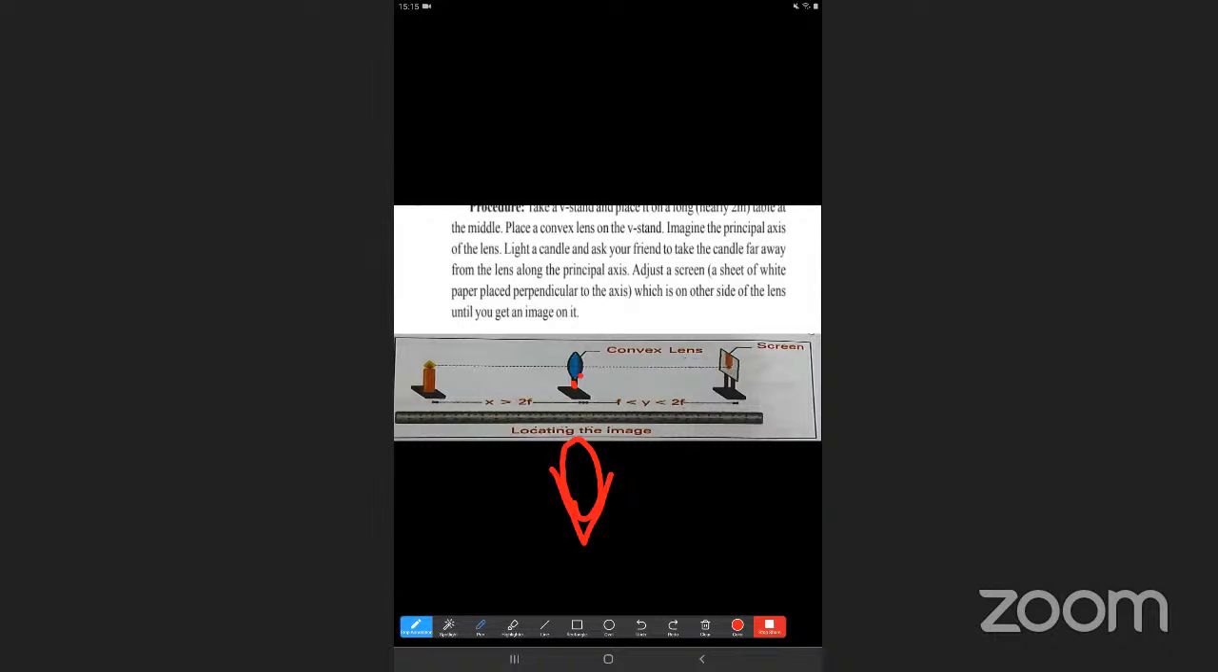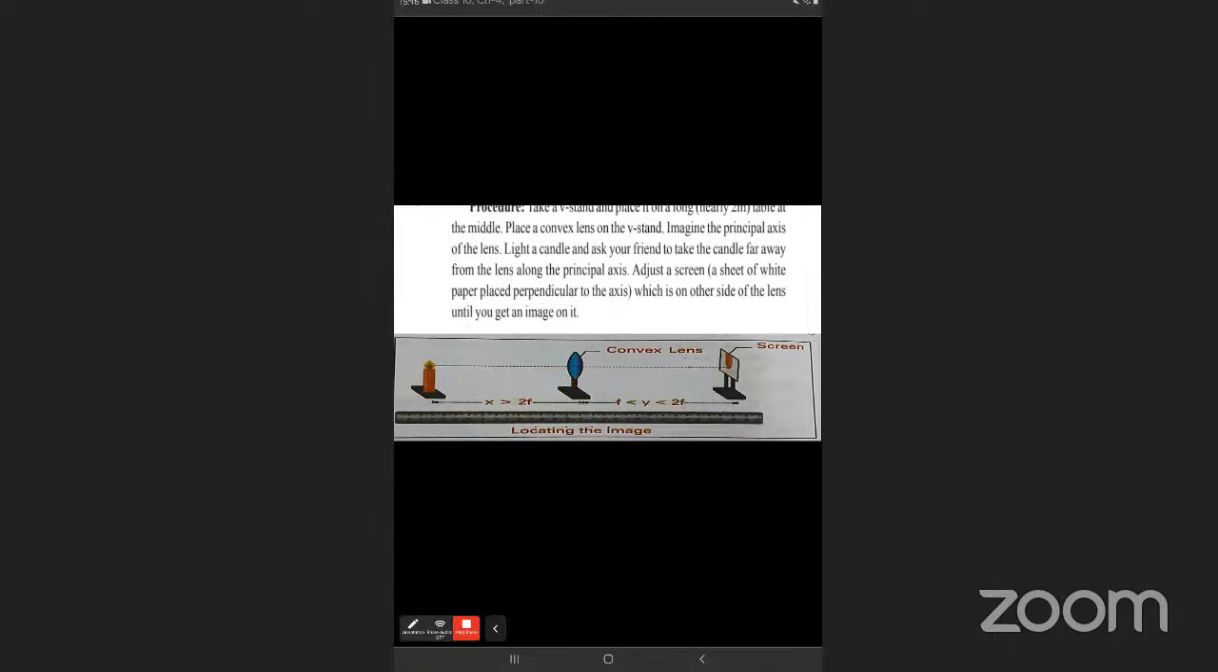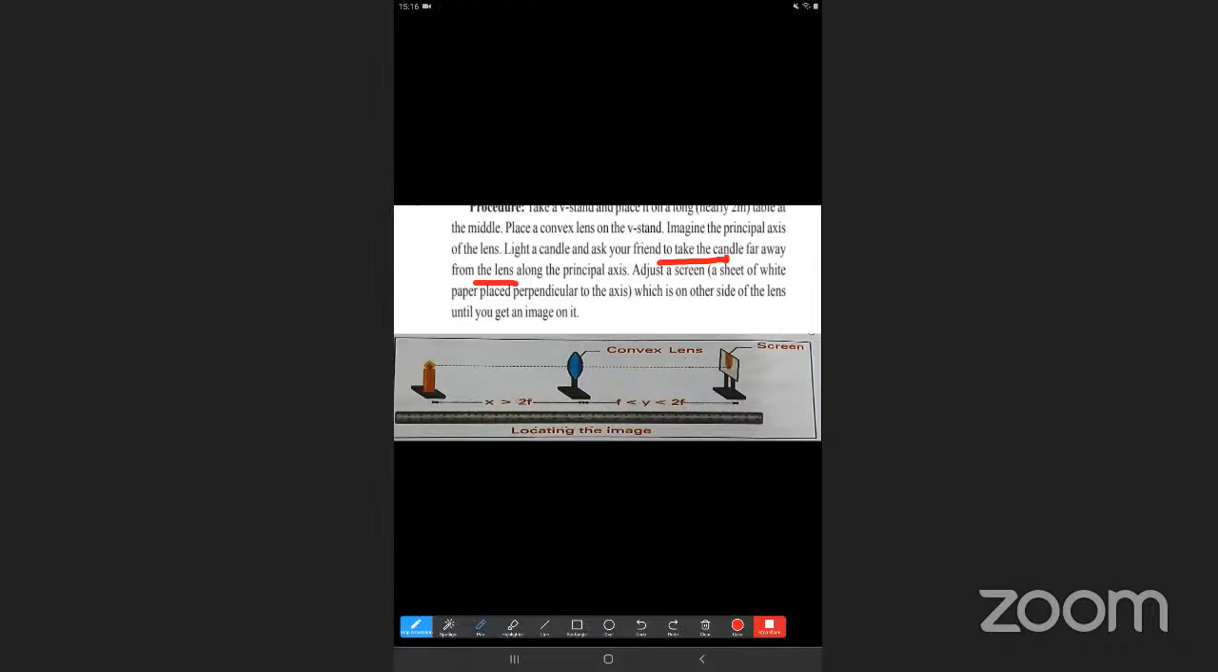So here, light a candle. First of all, we have to light the candle and ask your friend to take the candle far away from the lens along the principal axis. So here it is on the principal axis now. So now here you have to ask your friend to take the candle away from the lens.